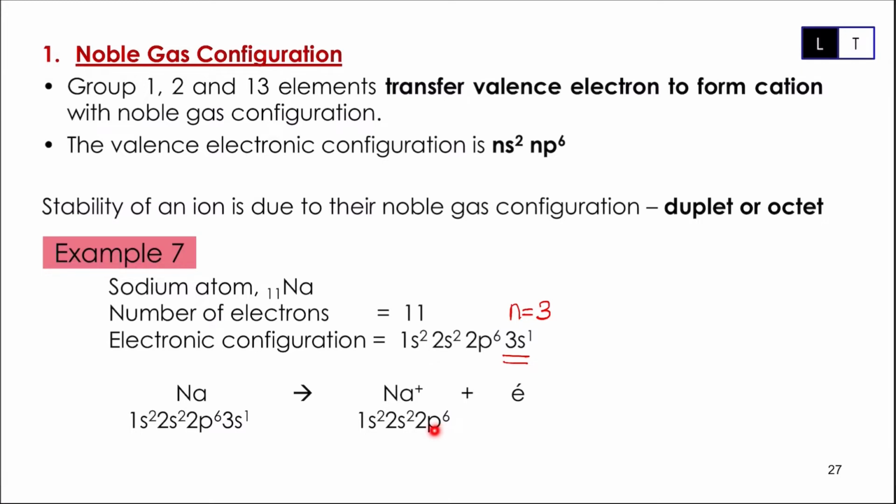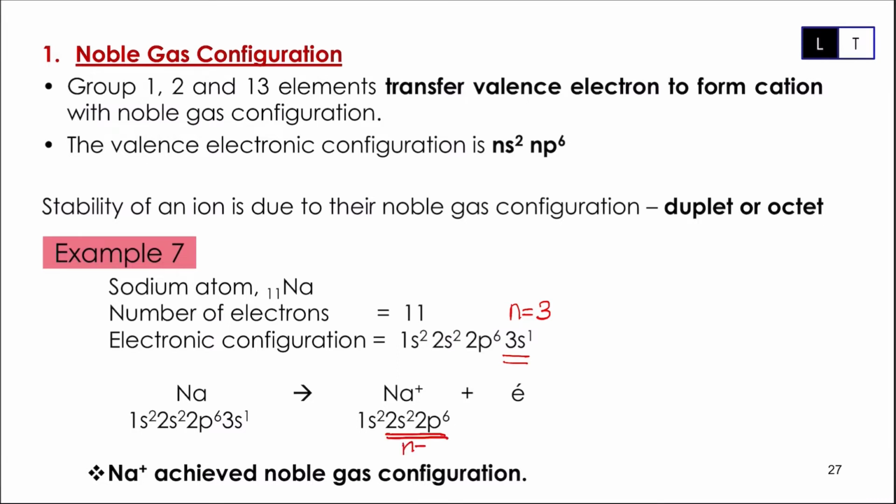Now, you should do the final conclusion. Na+ achieves the noble gas configuration. As you see, the highest n value right now is n equals 2, where you have 2s2, 2p6. So, in order for us to know whether this ion achieves noble gas configuration, we should have the same VEC, just like ns2 and np6.